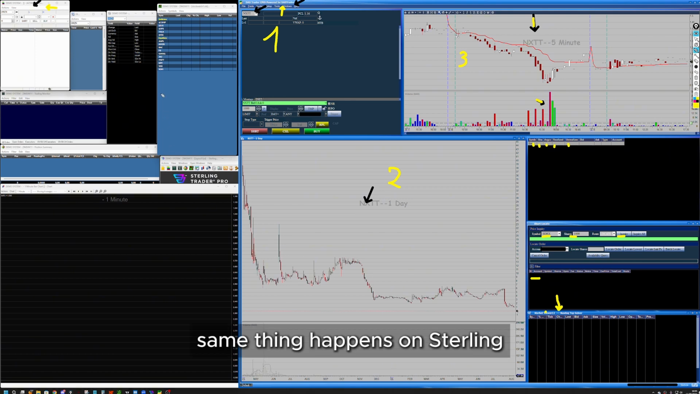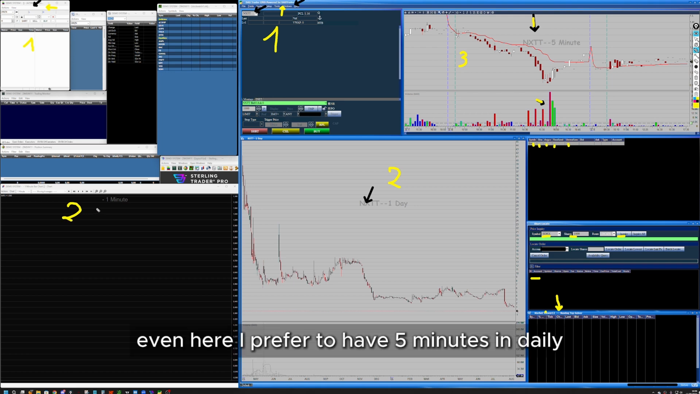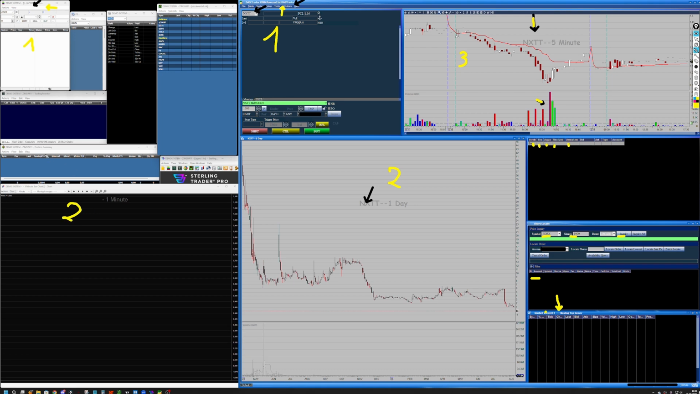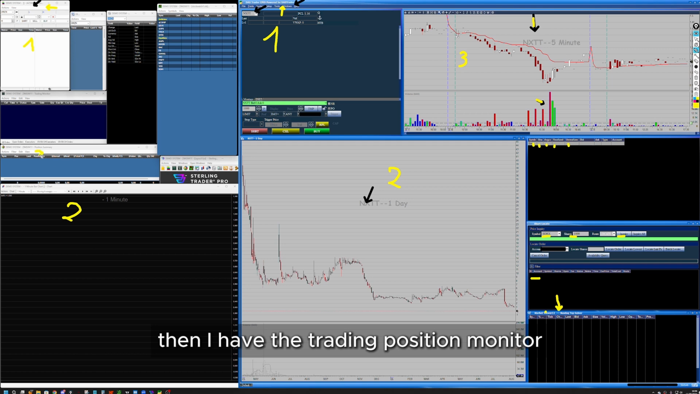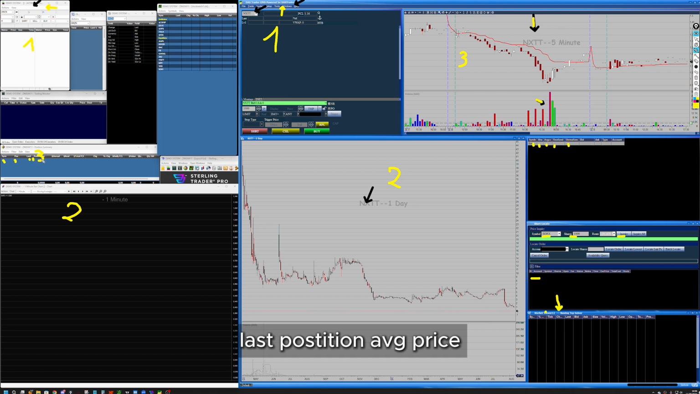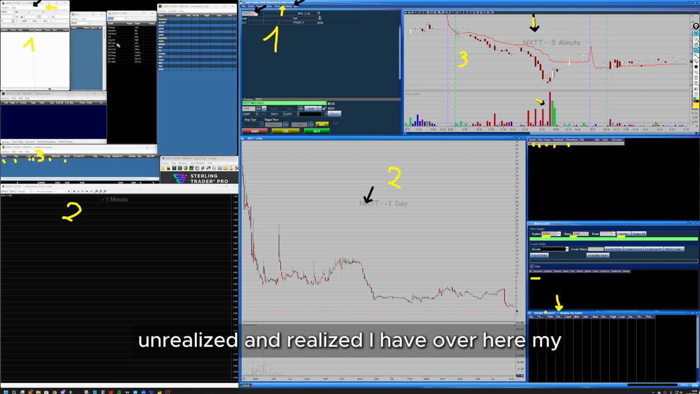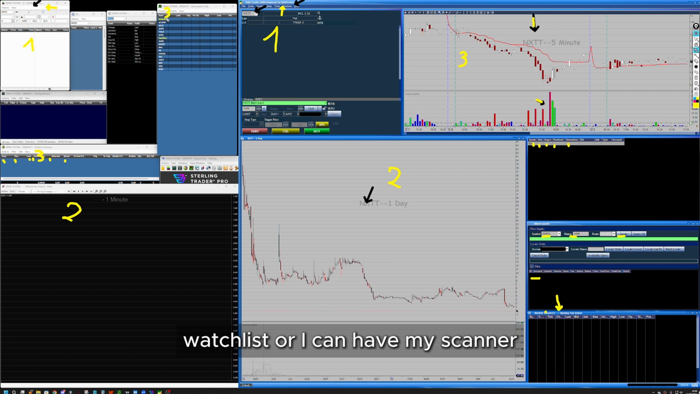Same thing happens on Sterling. So the first thing I want to have over here is my level 2 linked to the chart. Even here, I prefer to have 5 minutes and daily. Then I have the trading position monitor. So you will see the symbol, position, last, position average price, and realized. I have over here my watch list, or I can have my scanner.